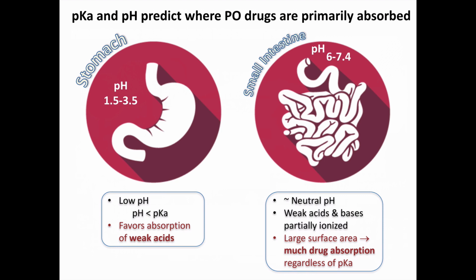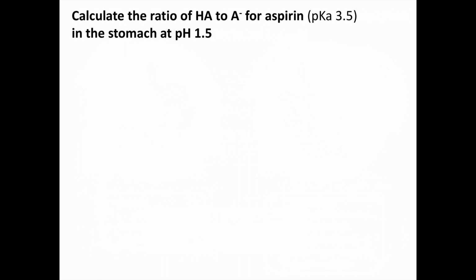easily absorbed. Now we're going to do a number of calculations over the next several slides, again using aspirin as our model drug, which has a pKa of 3.5. What would the ratio of HA to A minus be in the stomach at pH 1.5? I recommend stopping the video here and see if you can do this on your own before proceeding.